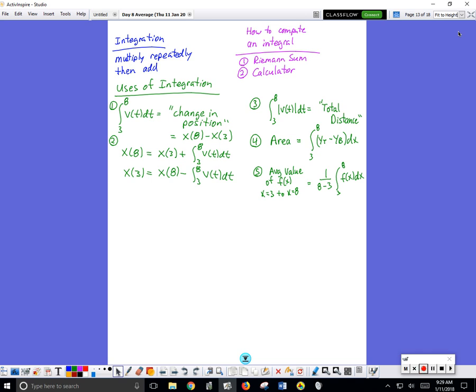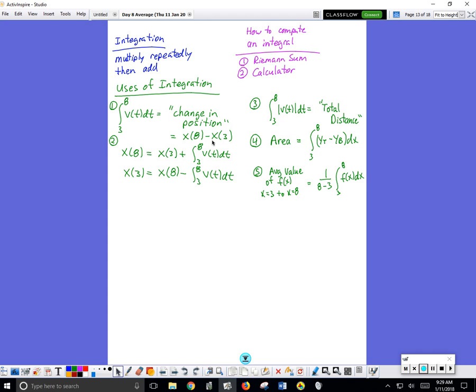I had you make a list of different uses of integration. And one use was if we integrate velocity, we can calculate the change in position of a moving particle. Recognizing that change in position is really the same thing as just subtracting the two different positions, we figured out that a second use of integration is to actually calculate the position at, say, time 8. Or we can rearrange a different way and calculate the position at time 3. Any questions on any of that?